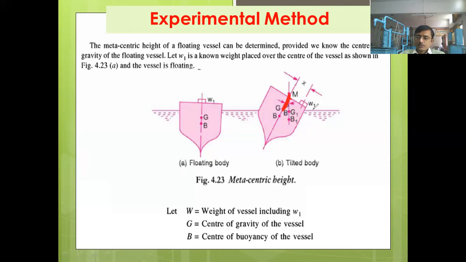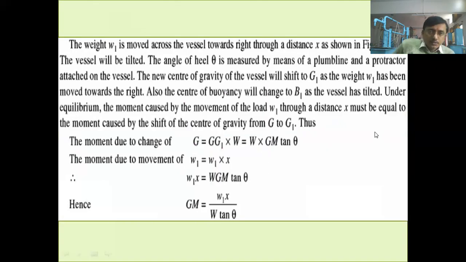Now let us see the derivation of this. Now you can see here the weight w is moved across the vessel toward the right through a distance x as shown in the figure. Then the vessel will be tilted because of this unbalancing weight. The floating vessel is going to tilt, and it will be tilted by an angle of theta.